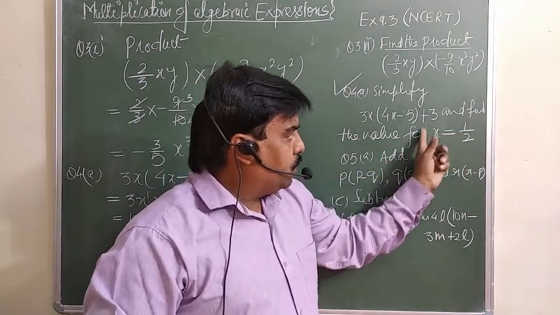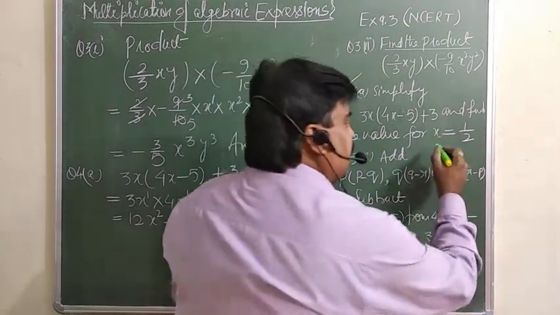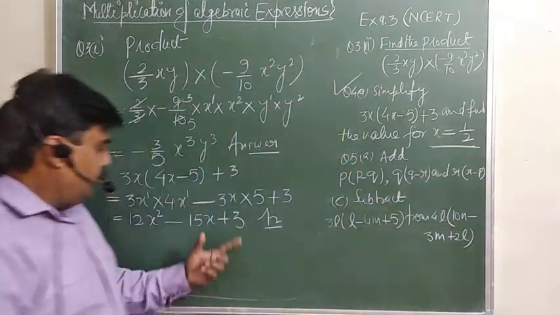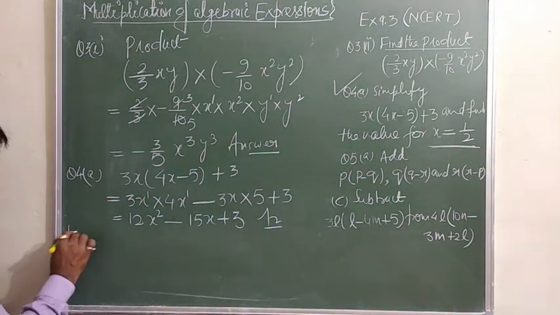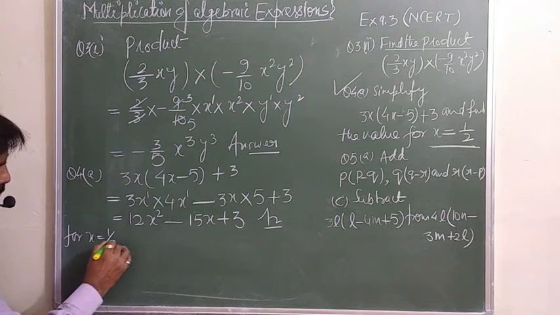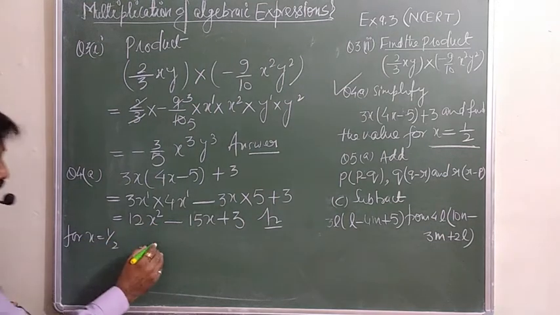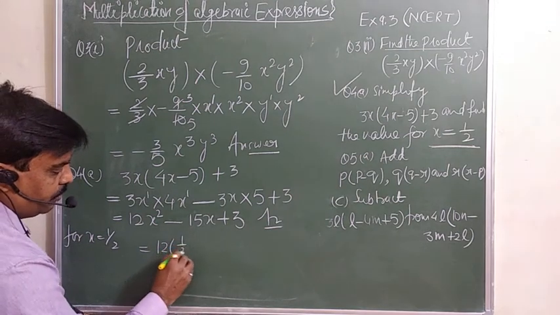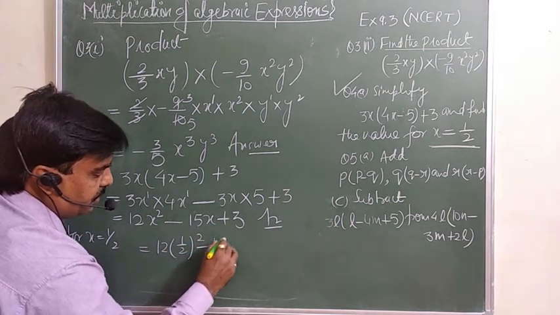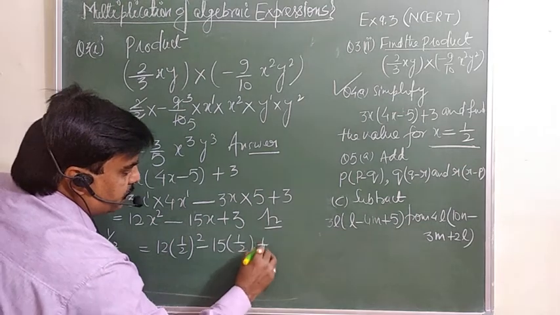You have to find the value of this one at x equal to 1 over 2. If x is equal to 1 over 2, then what will be its value? Now for x equal to 1 over 2 you have to find. So what to do? Just in place of x, you are supposed to put 1 by 2 here. So this is 12 into (1 by 2) whole square minus 15 into 1 by 2 plus 3.